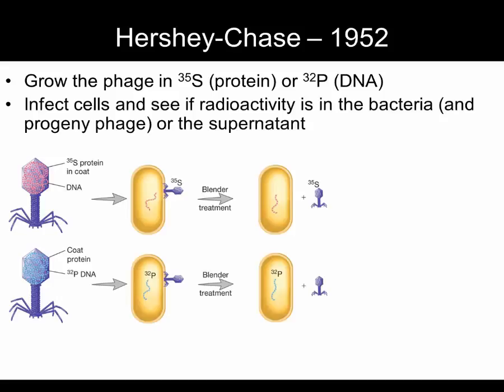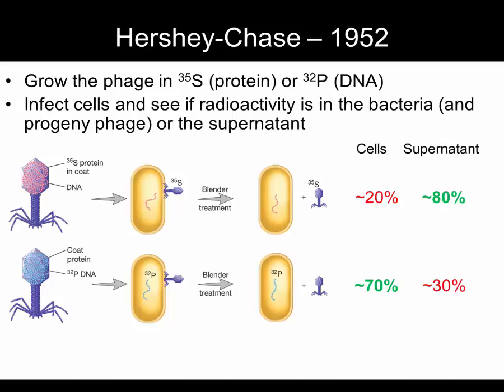They infected separate bacteria populations with each line of phage and looked to see if the radioactivity could be detected in the bacteria and progeny phage, as you'd expect for the genetic material, or outside the bacteria in the supernatant, as you'd expect for the ghosts.